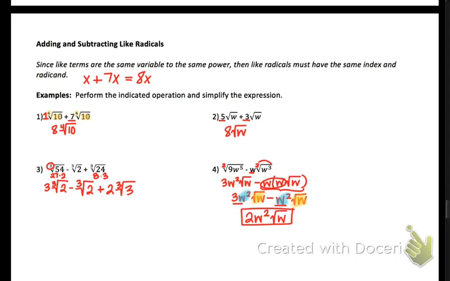Oh, I didn't finish number 3. So this is kind of important. These two you can combine together because they both have a cube root of 2. This guy doesn't match, so he's going to stay the same. So the only thing we can do here is we get 2 times the cube root of 2, and then we add 2 times the cube root of 3. And so that would be our final answer.